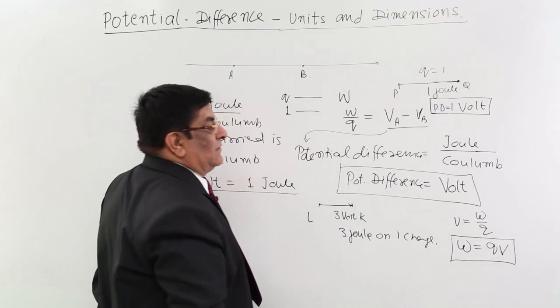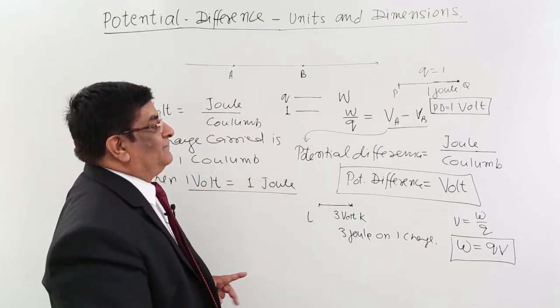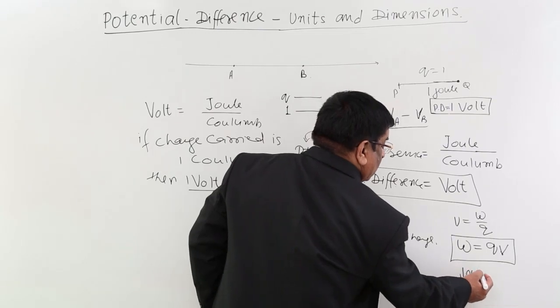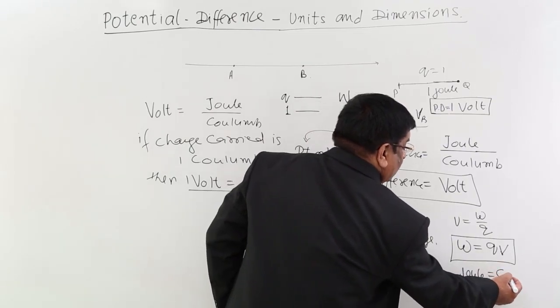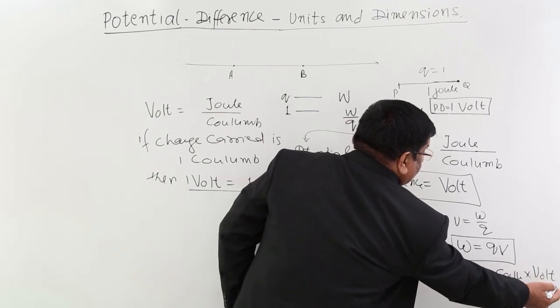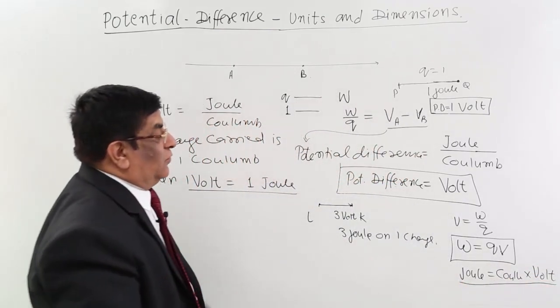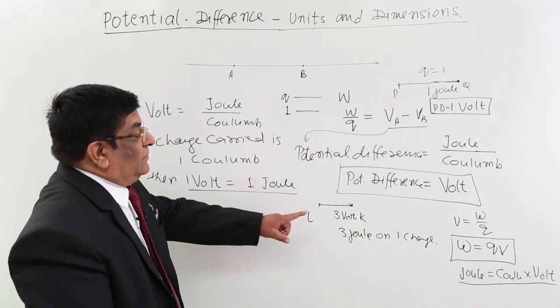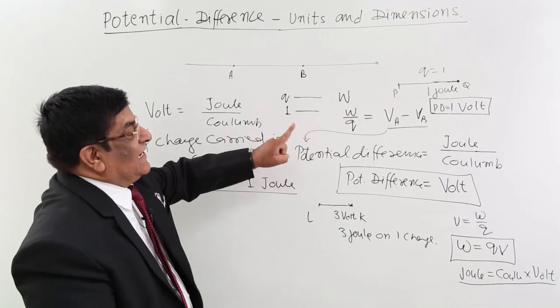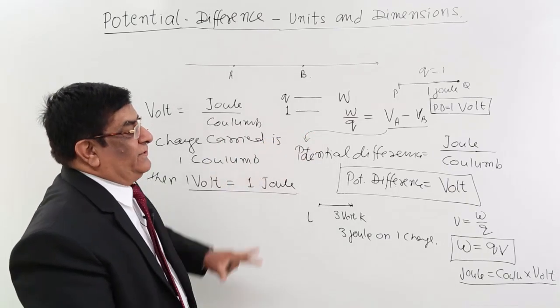This is the formula for work done. So joule is equal to coulomb into volt. So you will remember that the unit of potential difference is volt.